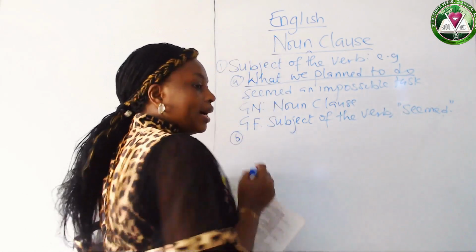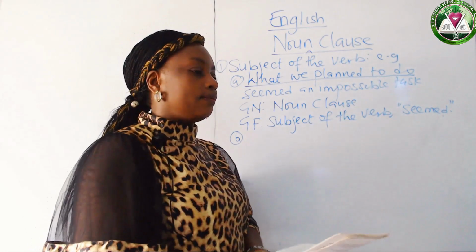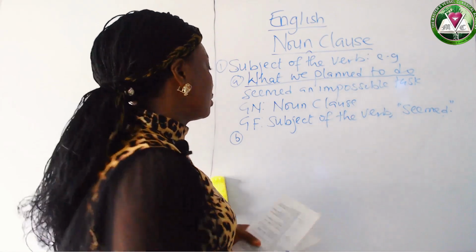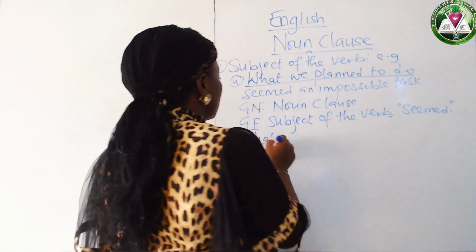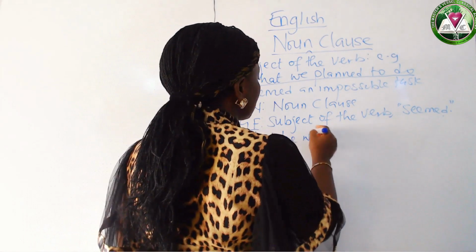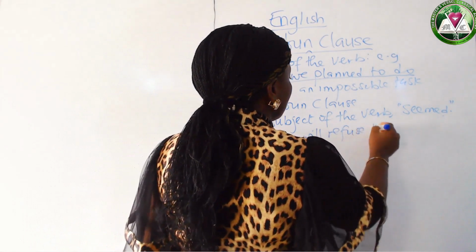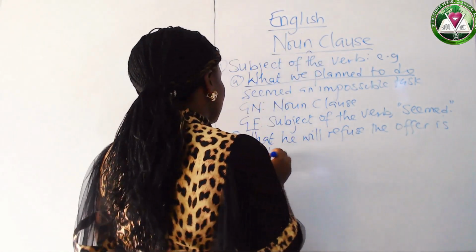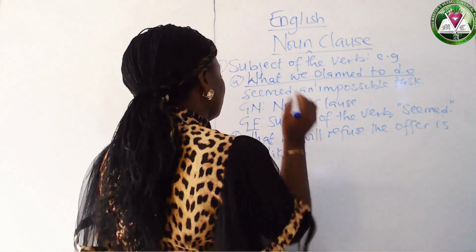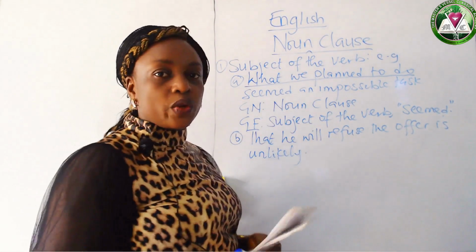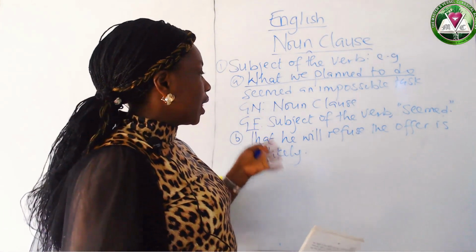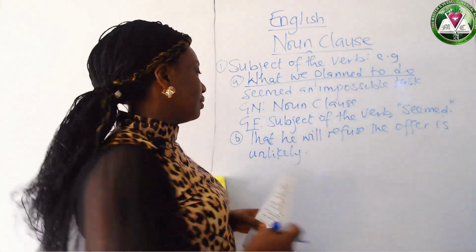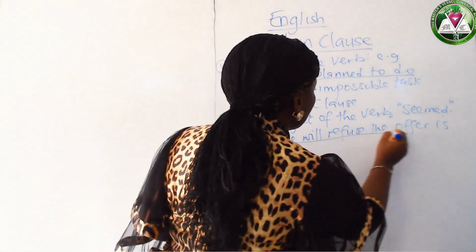Another example we have is: That he will refuse the offer is unlikely. Now, that leads us to the question. What is unlikely? That he will refuse the offer.